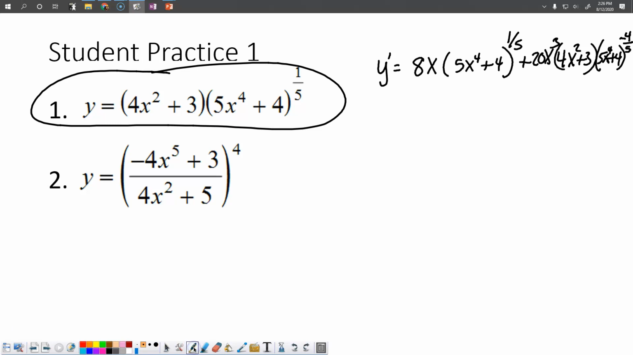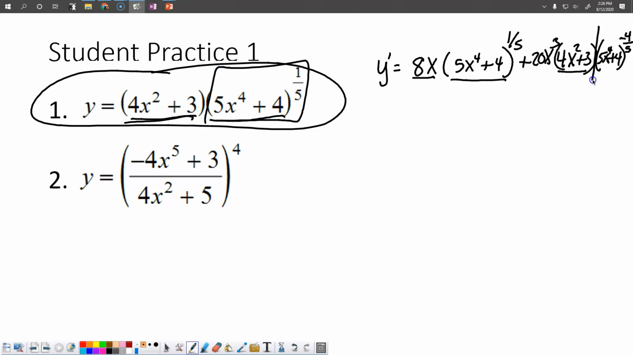Okay, so here's what I get. The derivative of 4x squared plus 3 is 8x. And then we just write b plus. Then we just write a again. And then we do the derivative of b. And when you do the derivative of that one, that's where your chain rule comes in.